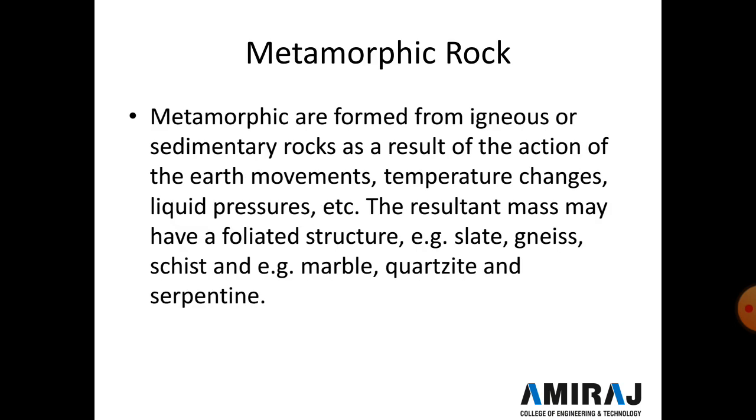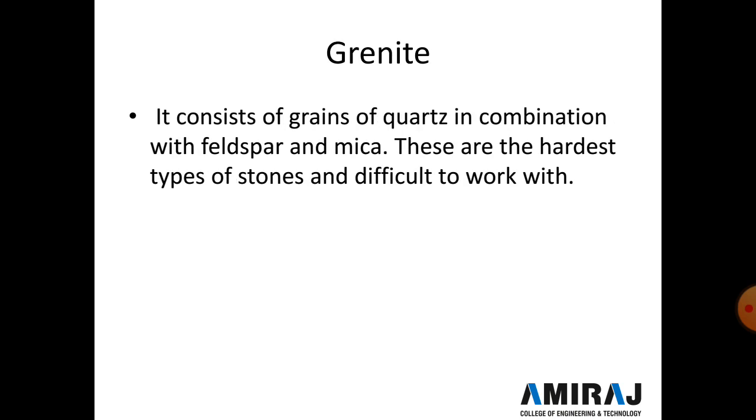Next type of stone is metamorphic rock. Metamorphic rocks are formed from igneous or sedimentary rock as a result of the action of earth movement, temperature changes and liquid pressure etc. The resultant mass may have a foliated structure like slate sheets, marble, quartz and serpentine. So these are examples of metamorphic rock.